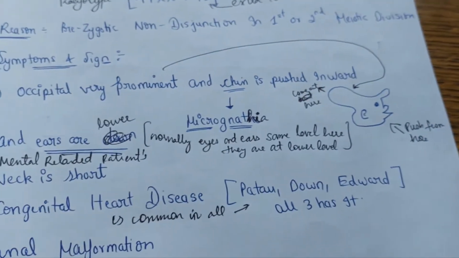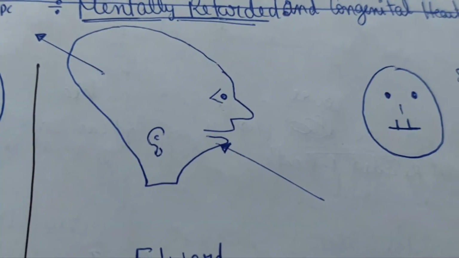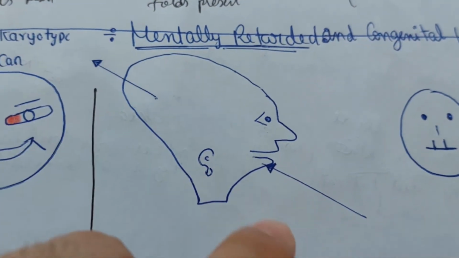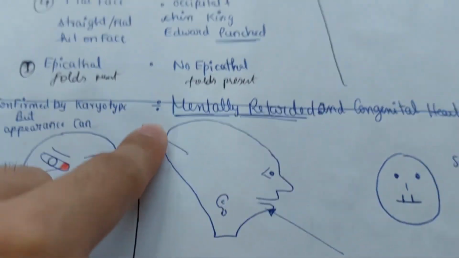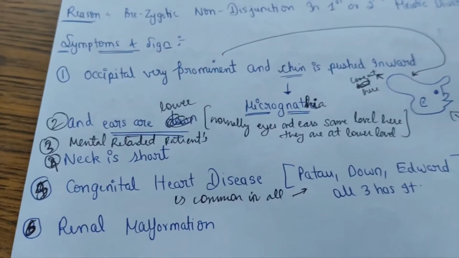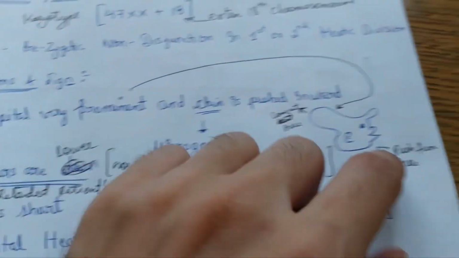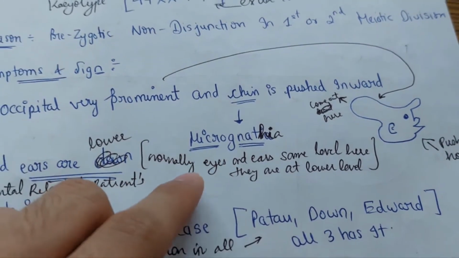Okay, the symptoms and signs of a person who suffers with Edwards syndrome are: they have a very prominent occipital bone, and the chin is pushed inward. So it is somewhat like this, that the occiput is very big and the chin is inward. It is like someone punched from here and the occiput went out from that side. So that is one of the signs of Edwards syndrome.